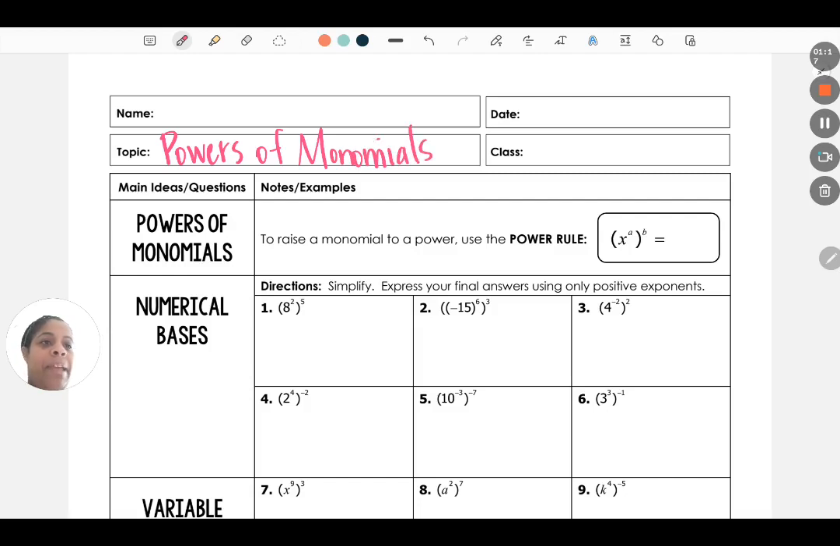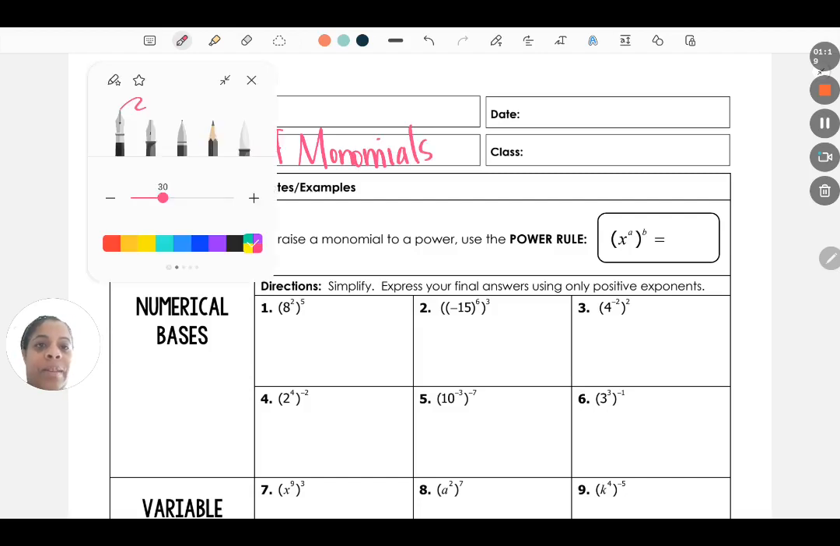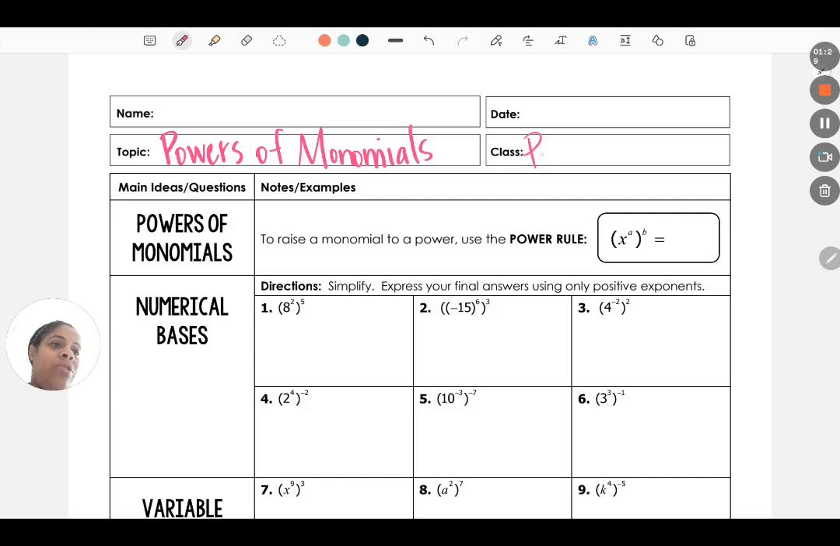I feel like my pen is really, like, can I make it thinner a little bit? Maybe 20 instead of 30. There we go. And then this is pre-algebra. I know some of you put my name long there. That's fine. For me, it's pre-algebra. You're all in my class.